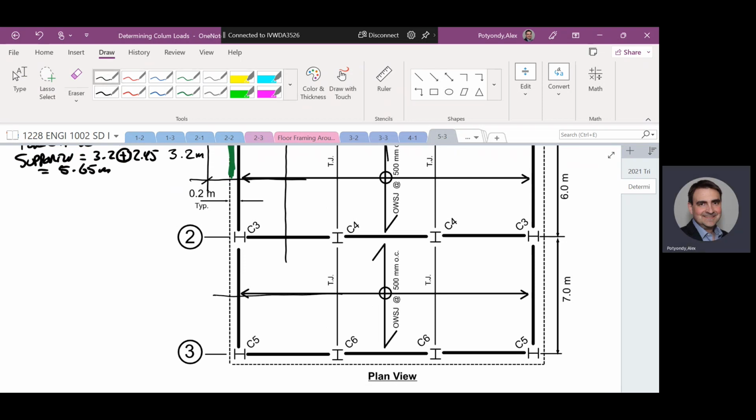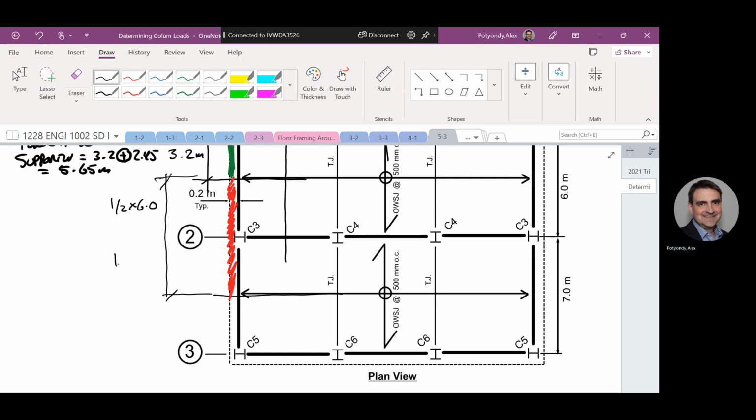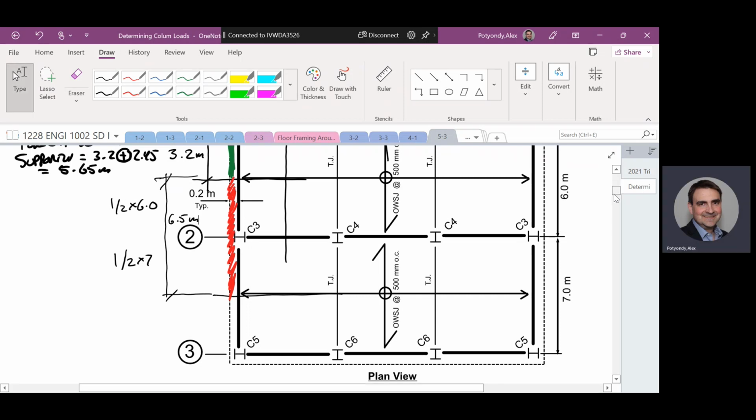That's right to here. That dimension there, we know from the tributary area calculations, 1/2 times 6, 1/2 times 7. So that's going to be 6.5 meters. Okay. So I'll transfer those over.